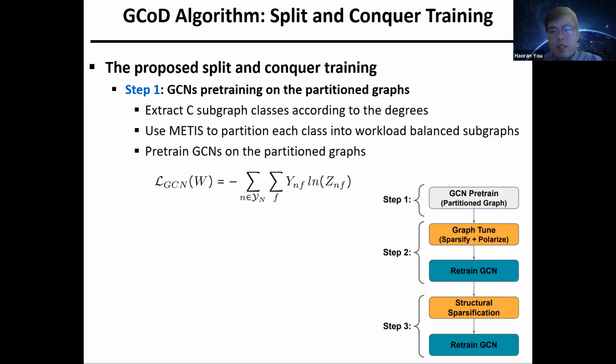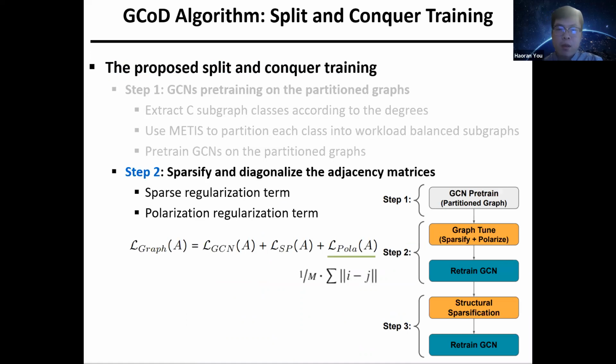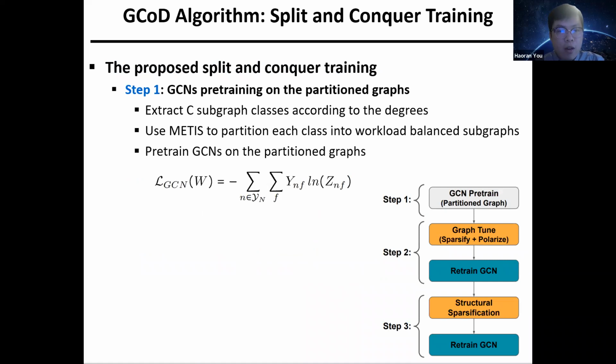So how do we make such a design principle come true? We propose a split and concurrent training that includes 3 steps. The first step is to pre-train the GCN on partitioned graphs, where we first extract the subgraph classes and then use metrics to partition into workload-balanced subgraphs. Based on such partitioned graphs, we pre-train the GCNs using the cross-entropy loss, as shown in this formula, where Y is the ground truth labels and C is the prediction.